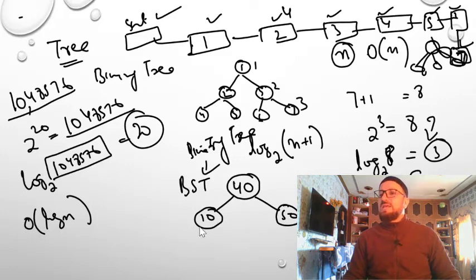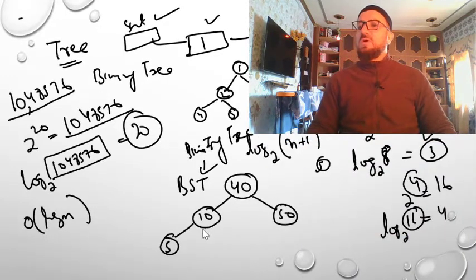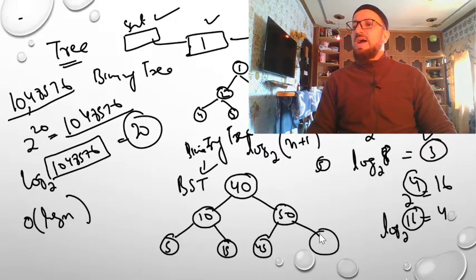If 5 comes in, 5 is less than 40, so go to the left. 5 is less than 10, so it should go to the left of this. Now say 15 comes in, 15 is lesser than 40, so go to the left. Now 15 is greater than 10, go to the right, so 15 will be here. Same way, say 45 comes in, 45 is greater than 40, so go to the right. Now 45 is less than 50, it will be here. And if it is 55, it will be here.